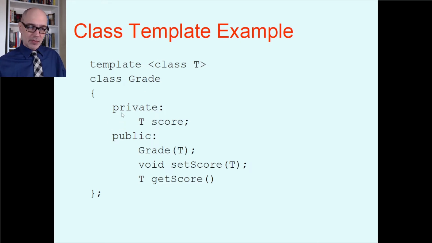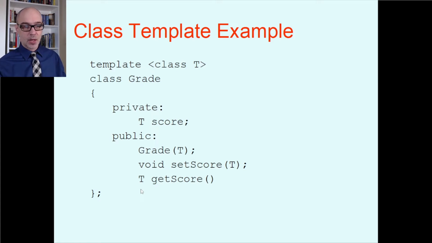So here's your private data. There's a score of type T, an abstract data type. There's going to be a constructor that receives a variable of type T to store for the score. Here's a mutator called setScore that receives a parameter of type T. And then when you call the accessor getScore, it's obviously going to pass back a value of type T, whatever you stored there.